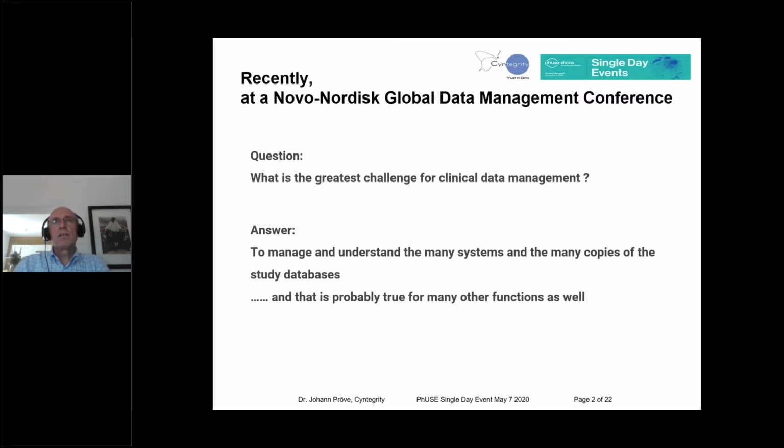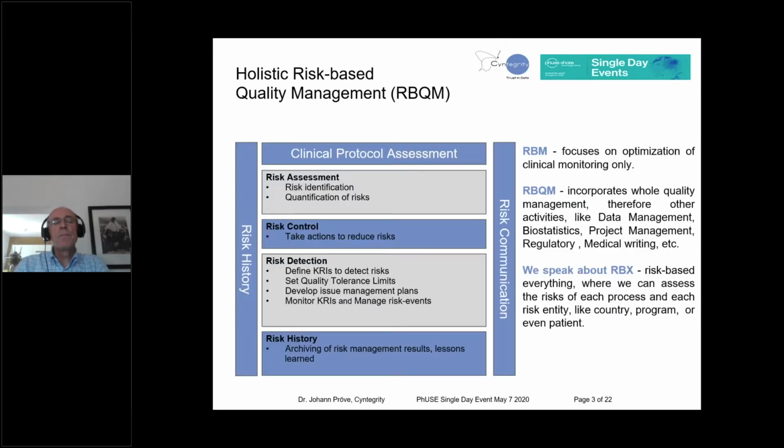Because we deal with a lot of data coming from the EDC system, the ePro system, and then we put them into the backend data management system. And then we create copies for risk-based quality management, and the safety data we copy into the pharmacovigilance database, and so on and so forth. So these many databases are really a challenge for many functions, not only for data management, but for many functions in the pharmaceutical and the CRO industry. So what we need to look at is, how can we get to a holistic risk-based quality management system?